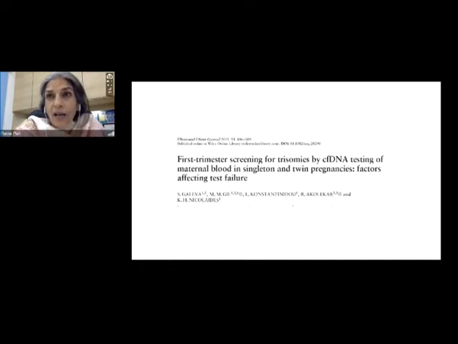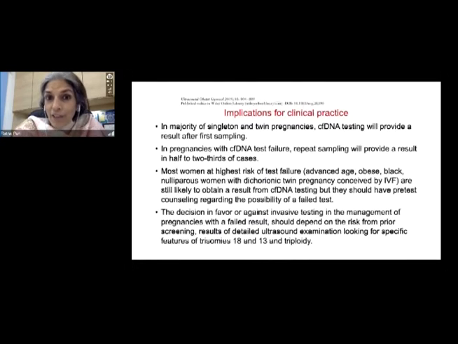Now, what is the role of NIPT in twin pregnancies and singleton pregnancies, and does this impact test failure? So the implications here are, we need to understand that NIPT in singleton and twin have similar outcomes. So there is a high chance that you will get a result after the first sampling. The sensitivity for twin pregnancies is very similar to that for singleton pregnancies. So that's the first point.